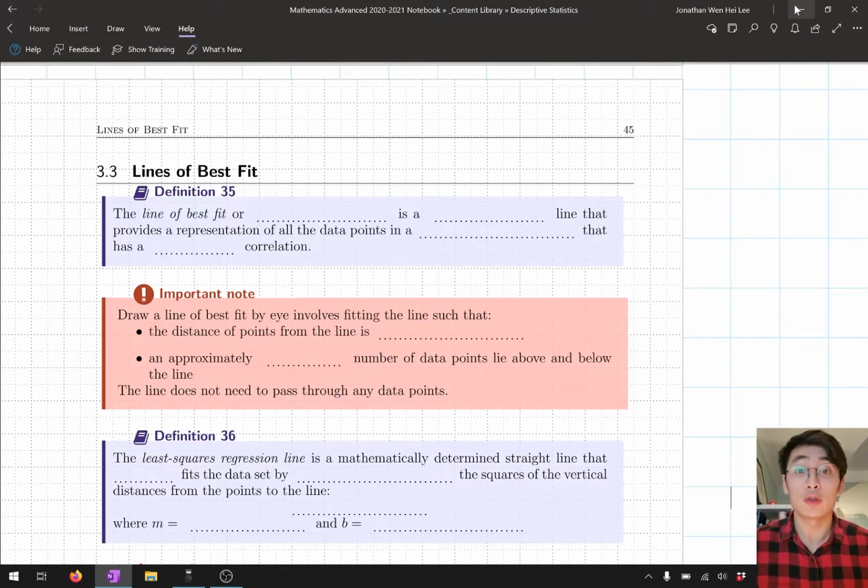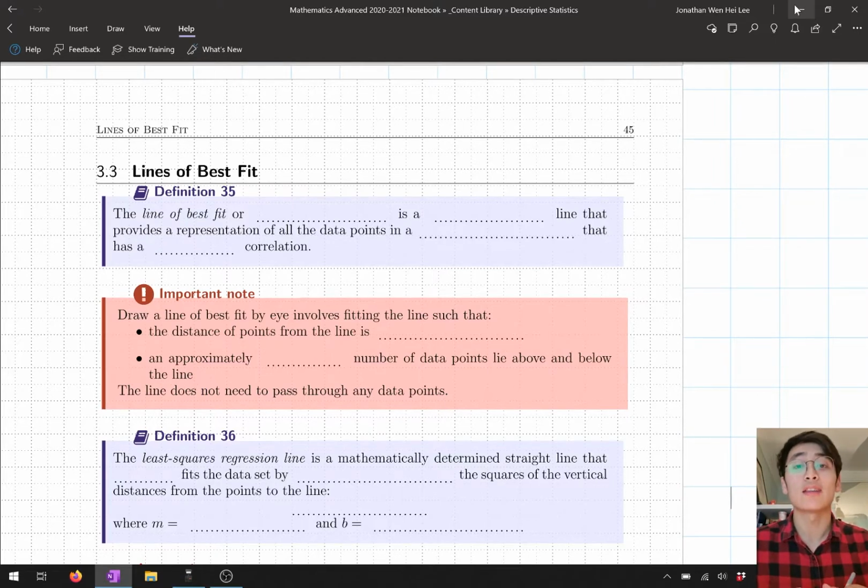Now in the last lesson we talked about correlation, and how on a scatter plot we can observe whether or not two variables are related. We could measure that relationship or correlation using Pearson's correlation coefficient. We went through how to do that on a calculator, and then we also described the types of correlation that we have.